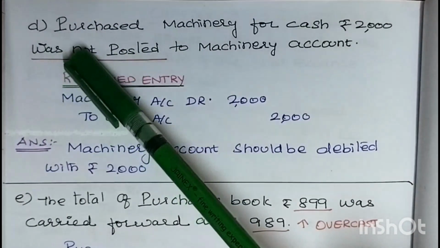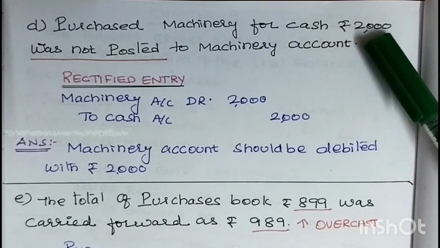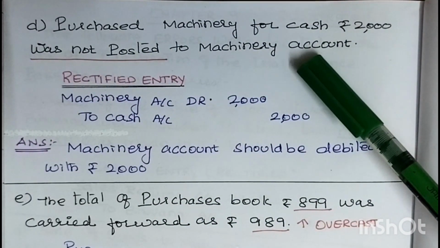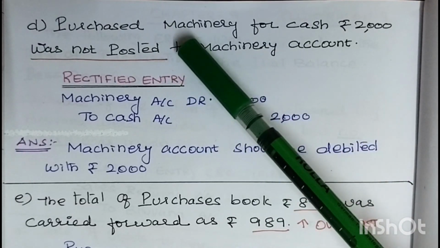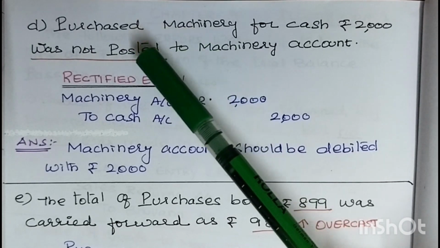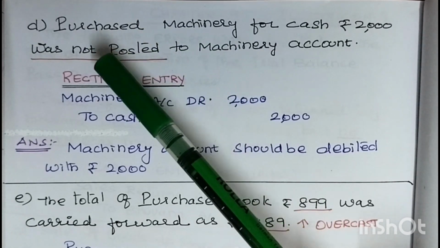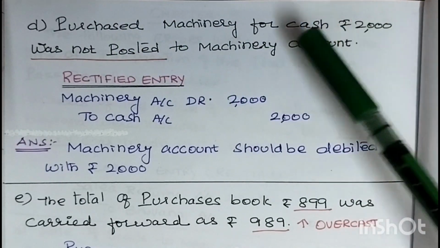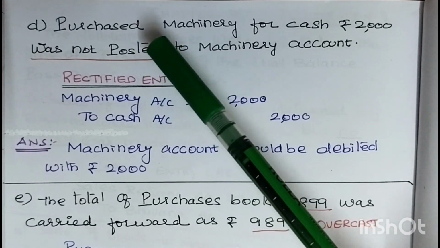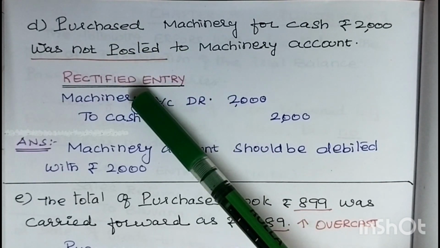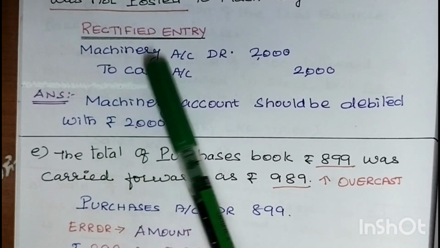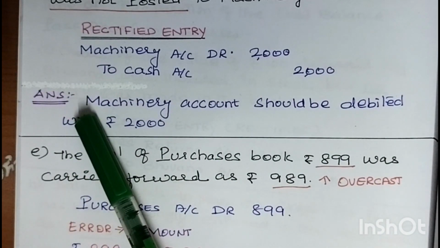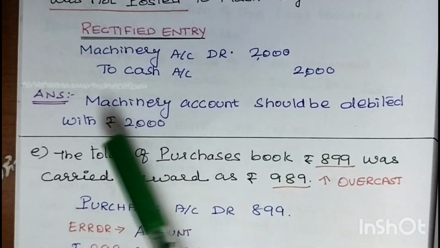The next transaction is: purchase of machinery for cash rupees 2000 was not posted to machinery account. Listen here, what this transaction tells us: an accountant omitted this transaction. A company purchased machinery for cash rupees 2000, but an accountant forgot to enter this transaction. Machinery account debit 2000 to cash account 2000. So this is the answer. Statement form is the answer. Machinery account should be debited with rupees 2000.